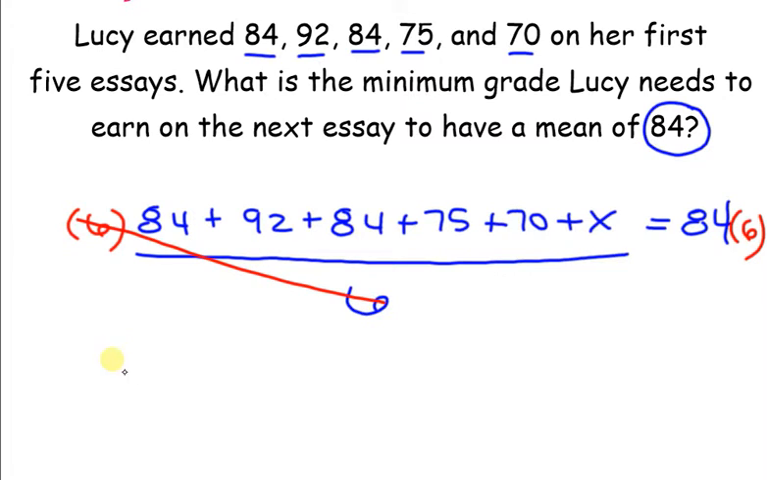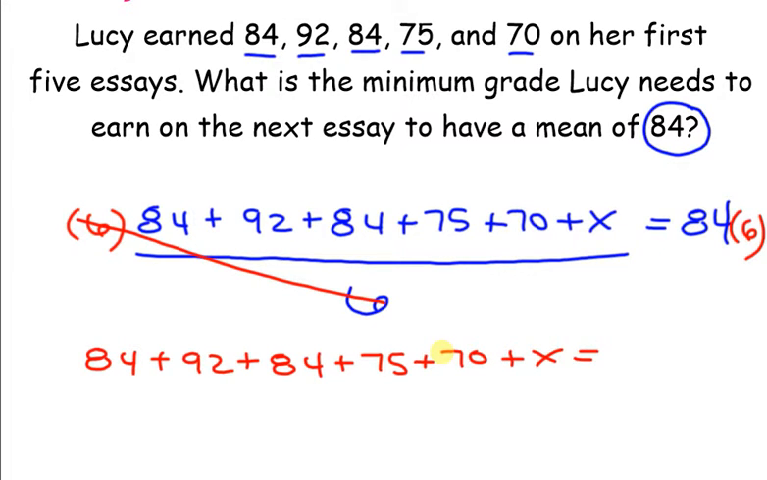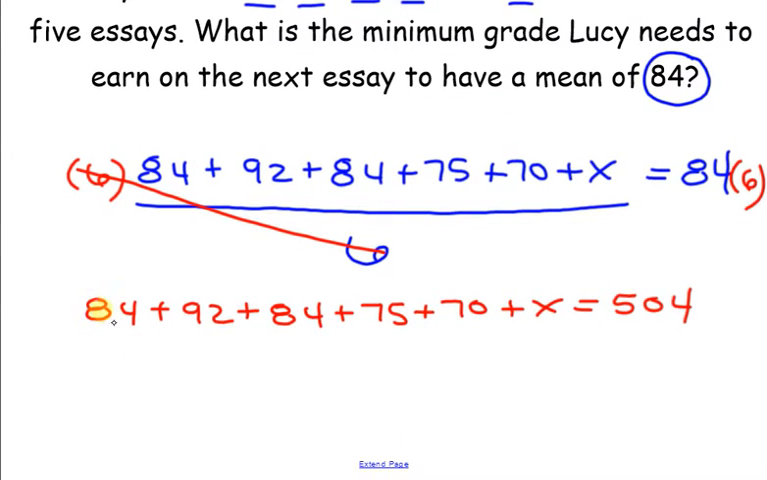So these guys cancel, and we're left with 84 plus 92 plus 84 plus 75 plus 70 plus x equals, and 84 times 6 is 504. Alright, let me add all of these together to combine them. 84 plus 92 plus 84 plus 75 plus 70. So that's going to be 405 plus x equals 504.